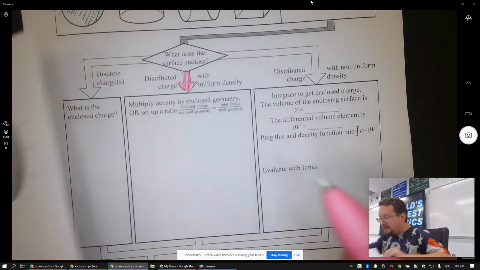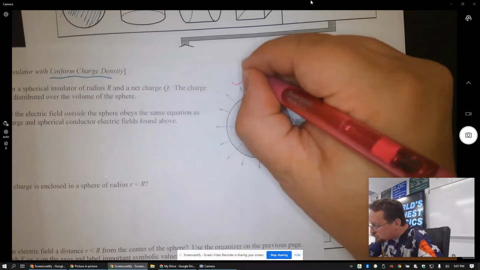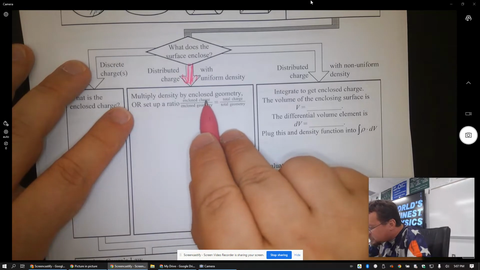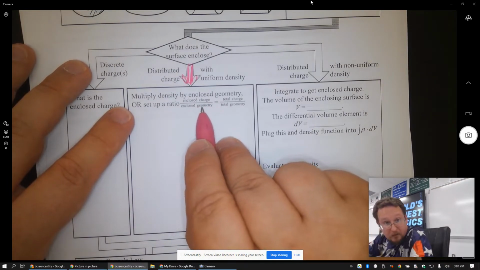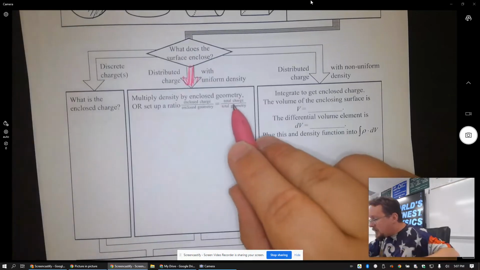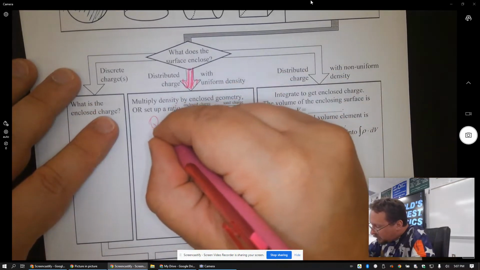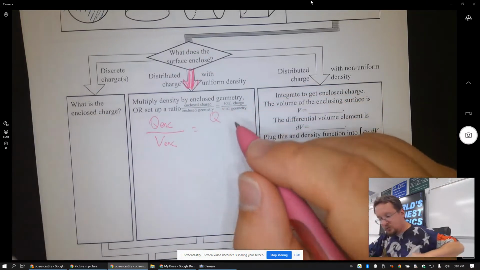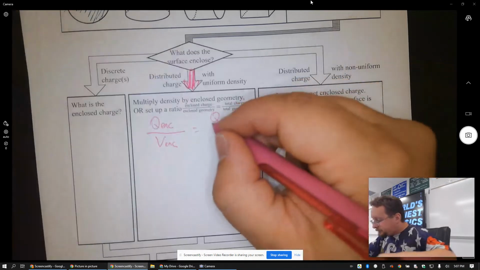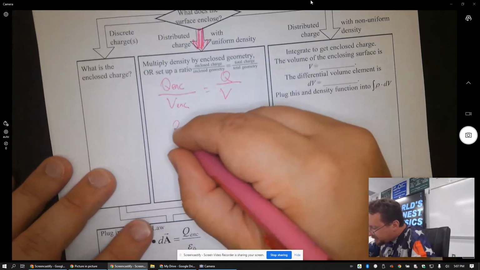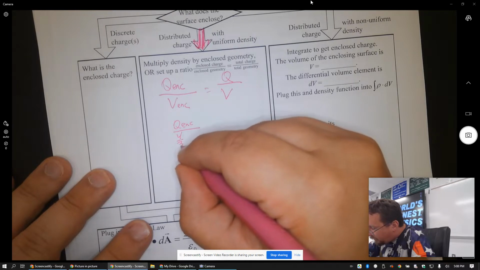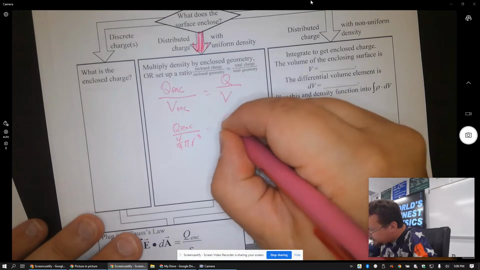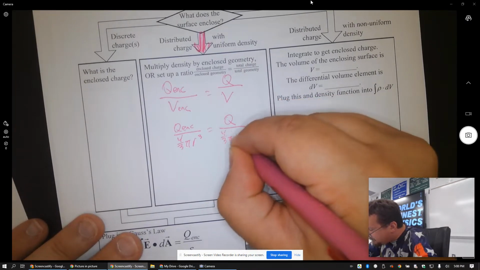Now, I don't have a density given to me, a rho. So I have to do the second option: set up a ratio, enclosed charge over enclosed volume, because that's what this is, a volume. Total charge over total volume. So the Q enclosed over the volume enclosed is equal to the total charge, which we were given here as Q, over the total volume. So that's going to be Q enclosed over 4/3 pi little r cubed equals Q, the total, over 4/3 pi big R cubed.